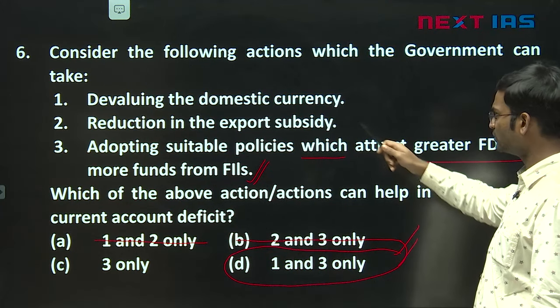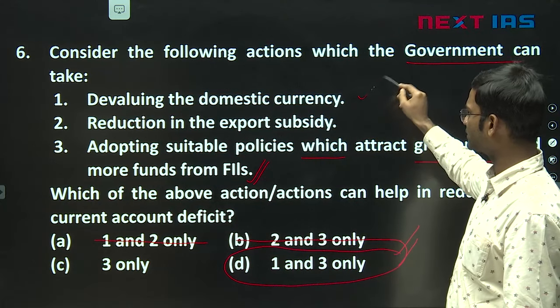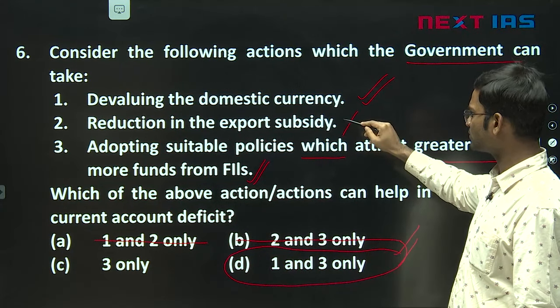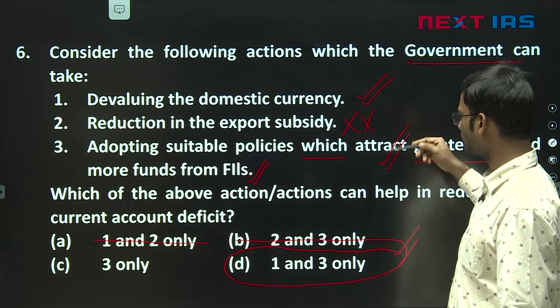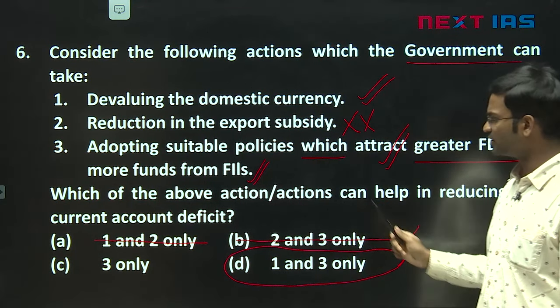So they are asking you, consider the following actions which the government can take. Devaluating the currency, yes. Reduction of export subsidies, no. Adopting suitable policies to attract more FDI. So those are the steps that can be taken.